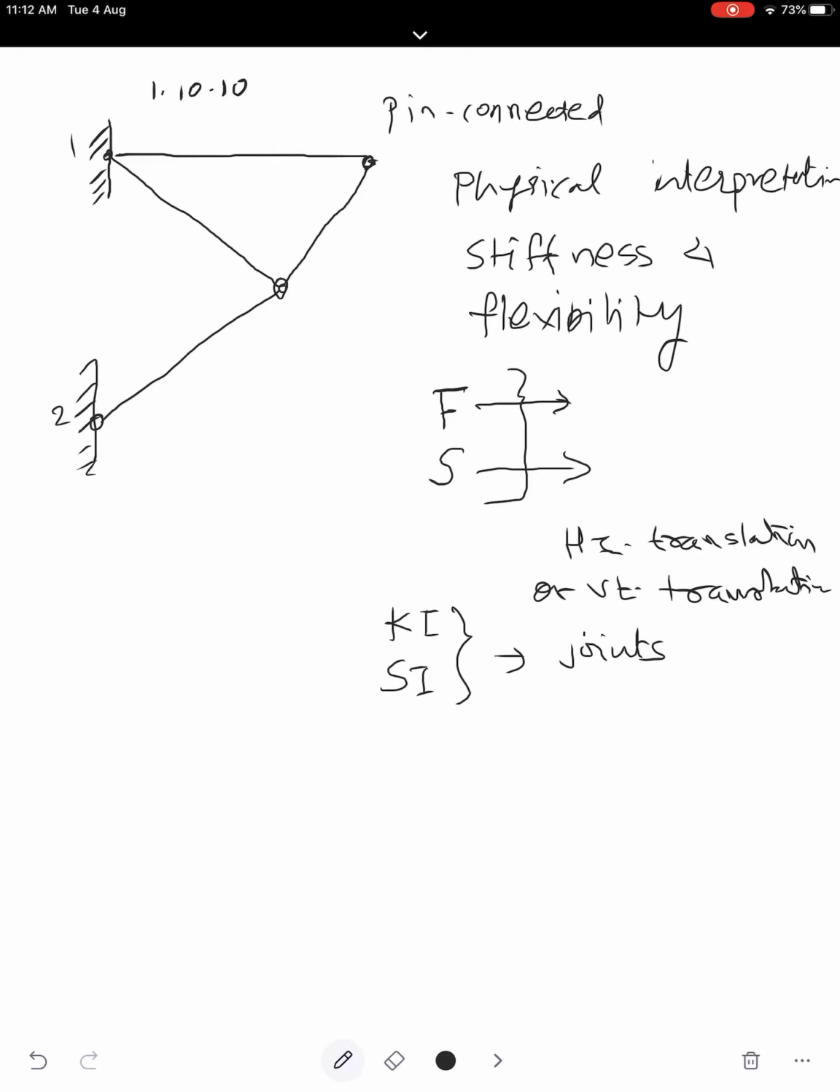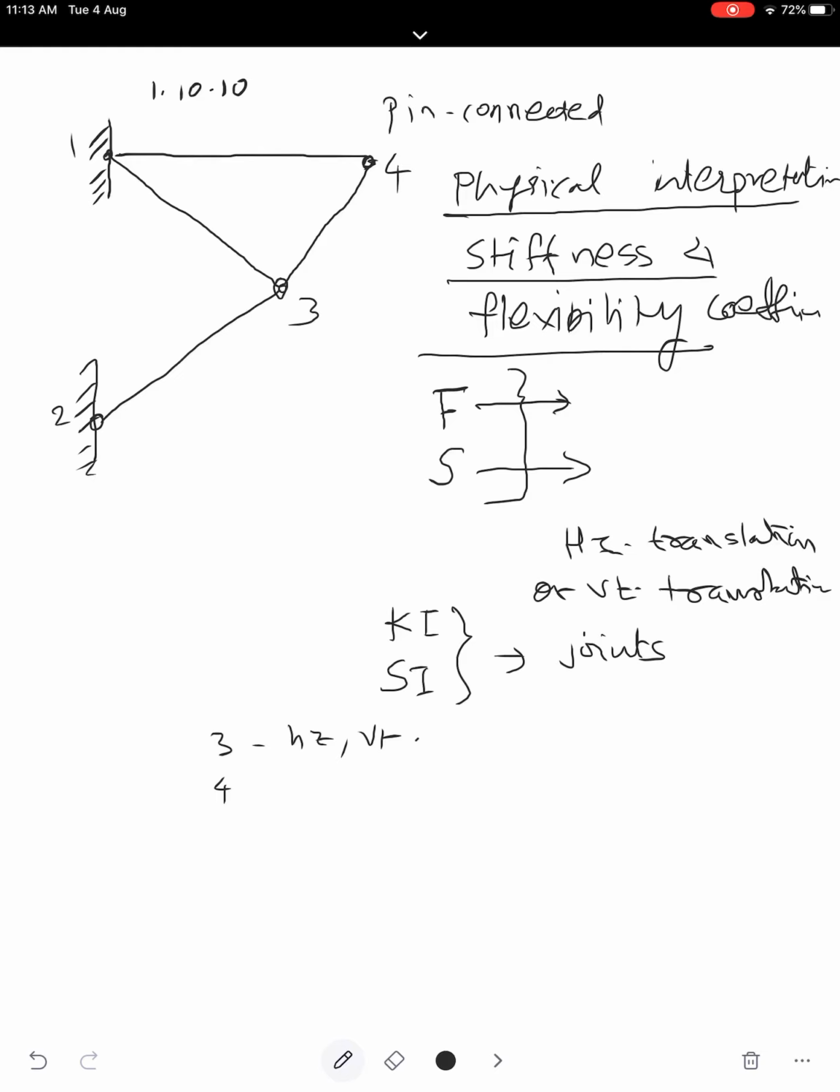So in this truss, let's say 1, 2, 3, 4. Now all of you know that joint 3 can have horizontal and vertical translation, assuming there is always a load, either horizontal or vertical. But since we are going to write only the physical interpretation of the stiffness and flexibility coefficients, we will have our own interpretations of applying the unit load or applying the unit displacements.